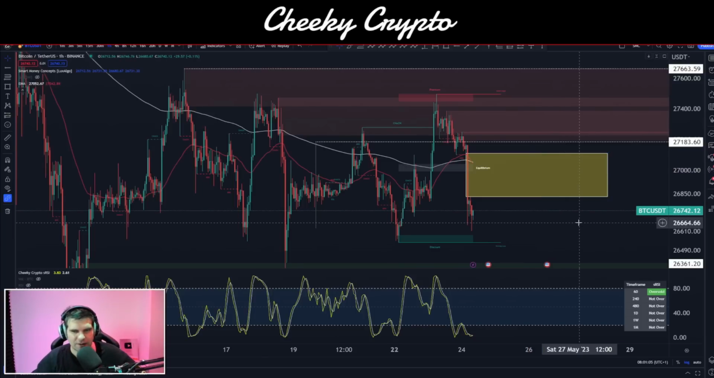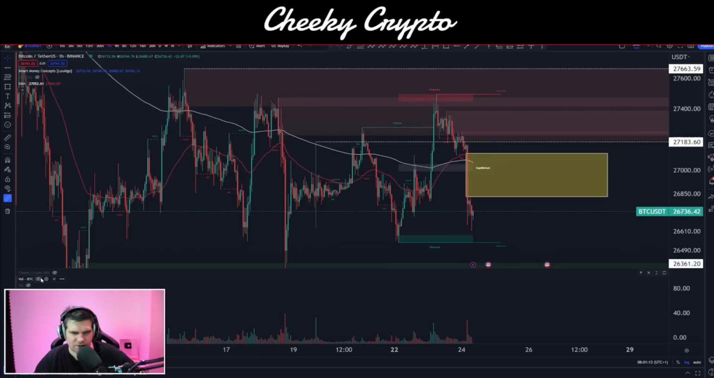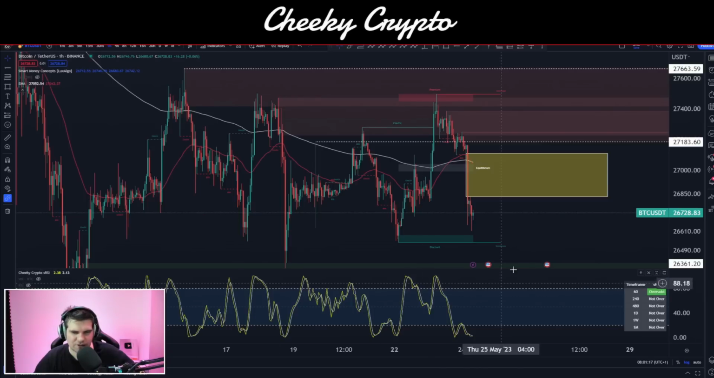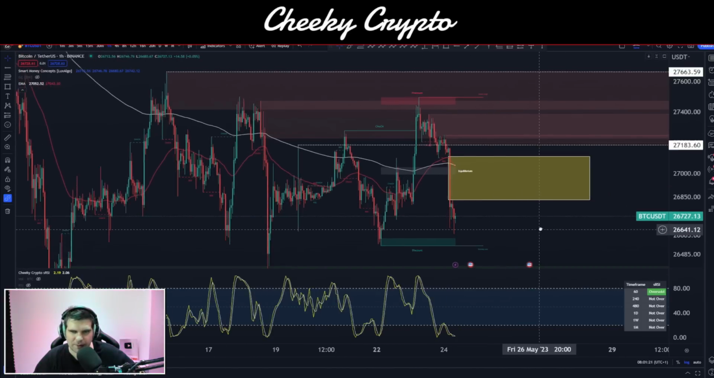I don't know why LuxAlgo hasn't picked up on that as a fair value gap. Maybe it's got something to do with the volume side. Is there huge volume? There's a reasonable amount of volume, so it really should have done that. I'm not sure why LuxAlgo doesn't always pick up on them, but there's one right there anyway, nonetheless.